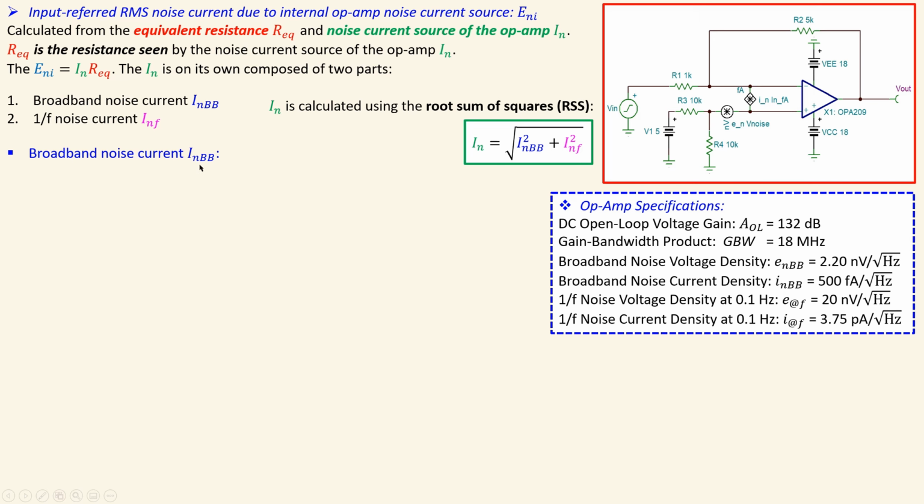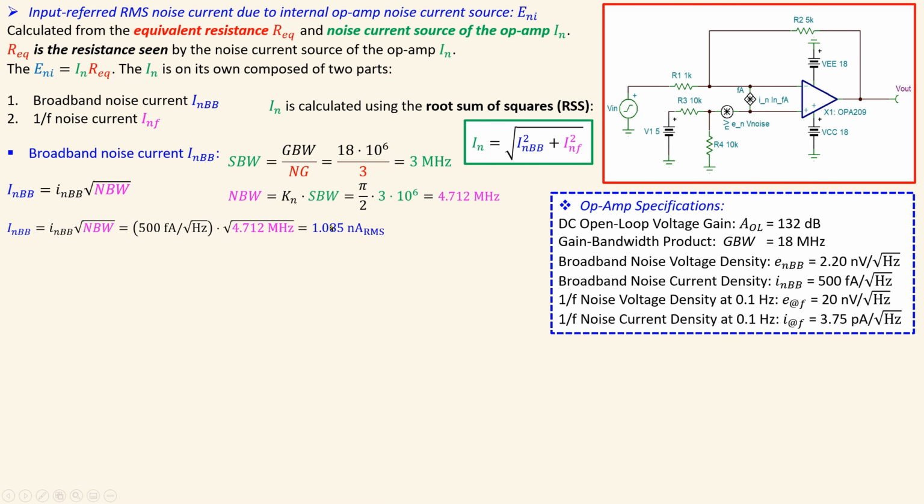The broadband noise current is given again by a similar expression. We take this from our datasheet, which is shown here, 500 femtoamps per root hertz, times the square root of the noise bandwidth. I have first, of course, the signal bandwidth, and from there the noise bandwidth, which was 4.712 megahertz. If I do the math, I will get 1.085 nanoamps RMS.